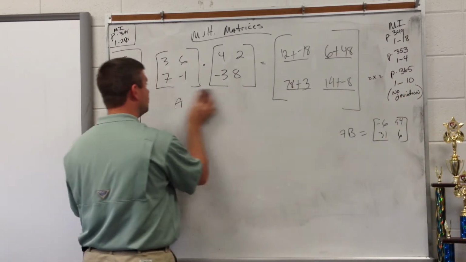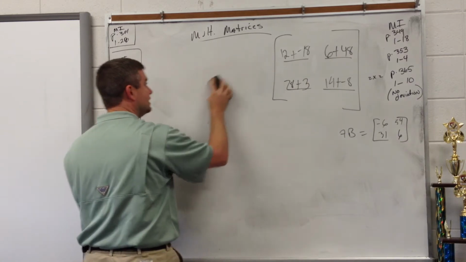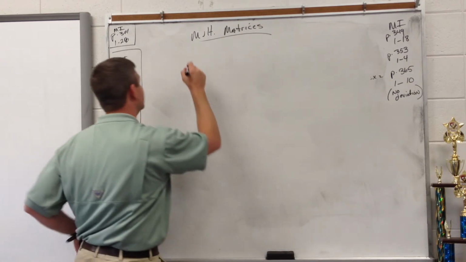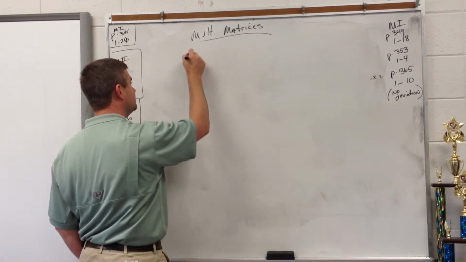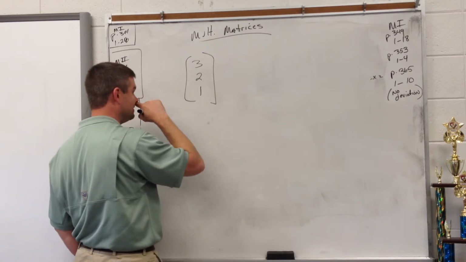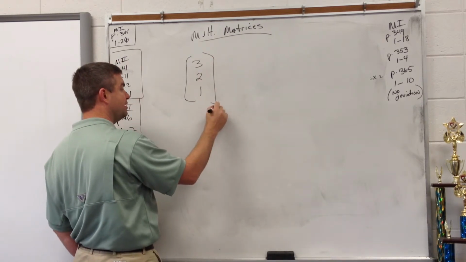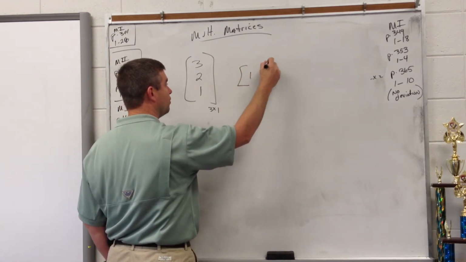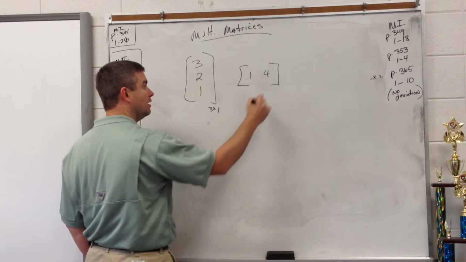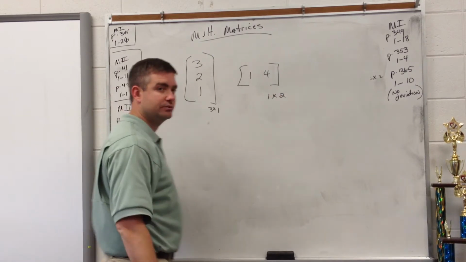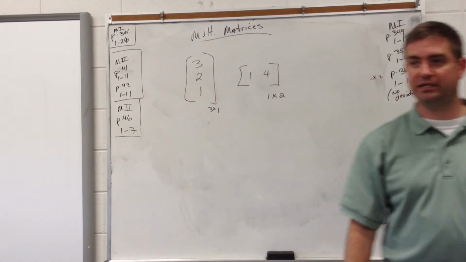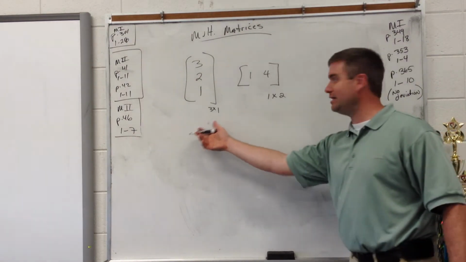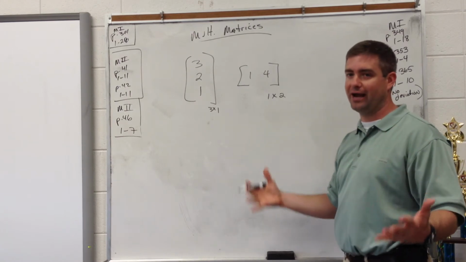All right. Let's multiply two more matrices that have different dimensions. Let's try this. 3, 2, 1. What are its dimensions? 3 by 1. And let's do a 1 and a 4. What are its dimensions? A 1 by 2. Is it okay to multiply those two matrices? Yes, but they're really weird looking. This is a 3 by 1 and this is a 1 by 2. What in the world is our answer going to look like?